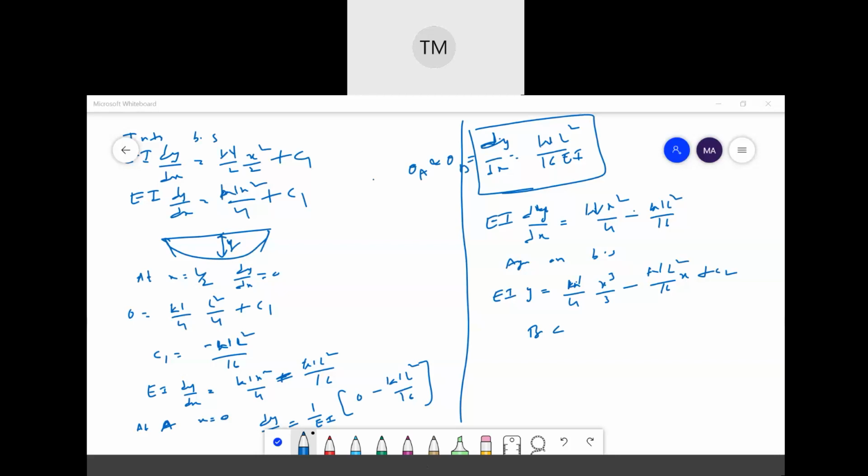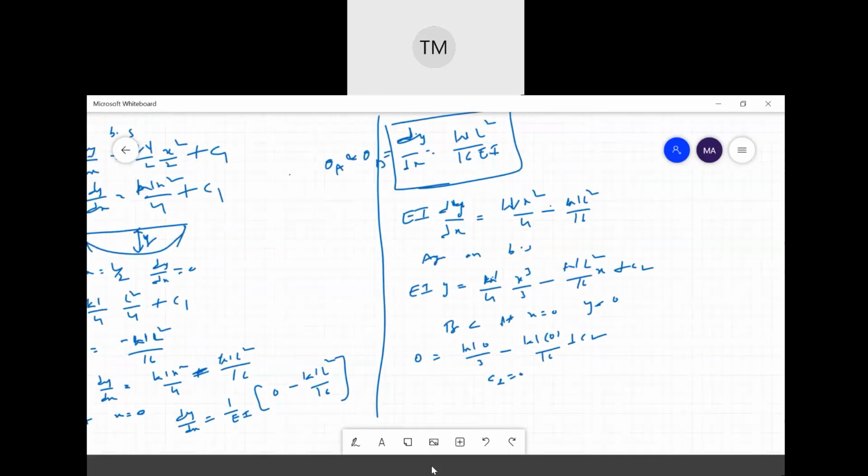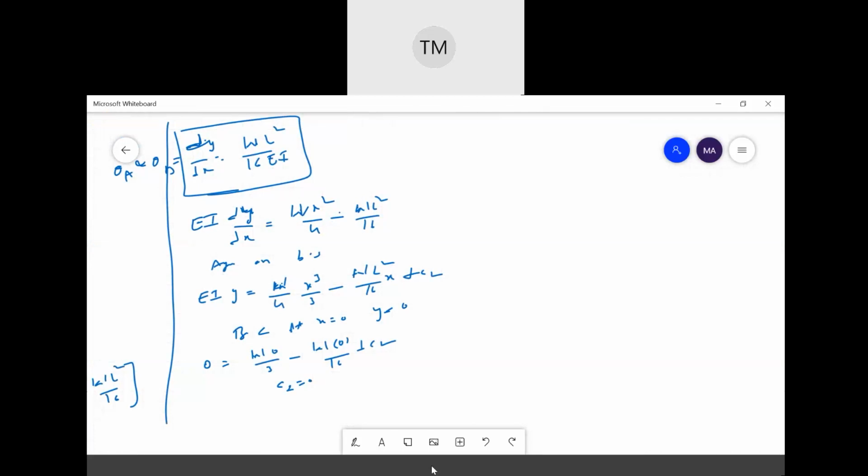Then here you are applying boundary conditions again. What are the boundary conditions? Here C2 is another constant. At x is equal to 0, deflection y is 0. When I substitute here, 0 is equal to W into 0 by 3 minus W into 0 by 16 plus C2. I will get the value of C2 as 0.